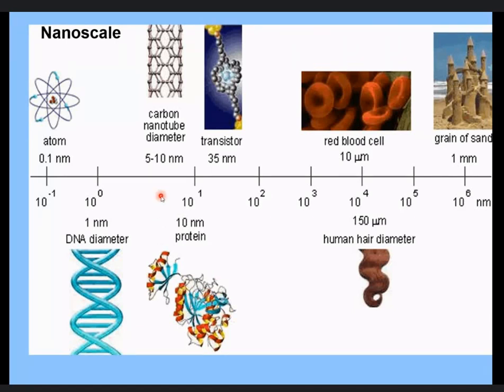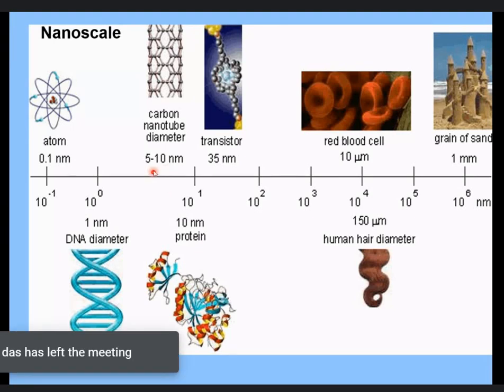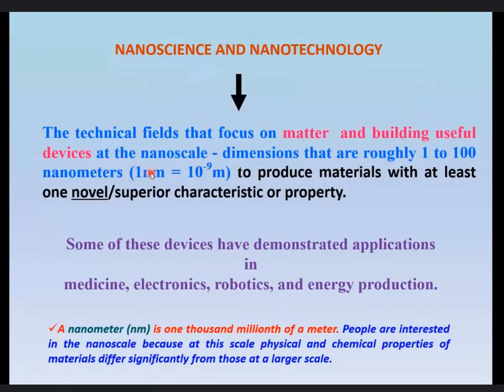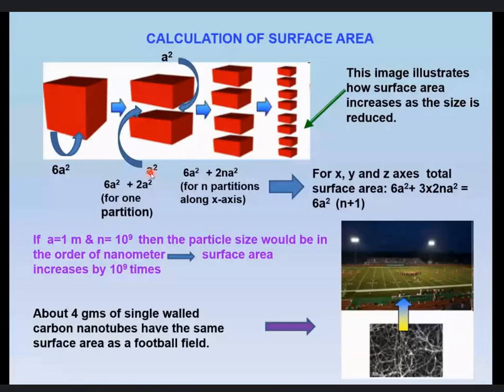Then you go to the carbon nanotube, a little less, 5 to 10 nanometers. The nanotube, I'm coming to that, the diameter. DNA's diameter is 1 nanometer. An atom, all of you know, 0.1 nanometer. So these are the scales, 1 nanometer, 5 to 10 nanometer, the scale of nanoscience, nanomaterials, or nanotechnology. So get an idea of this, and then let's see why it is so important.